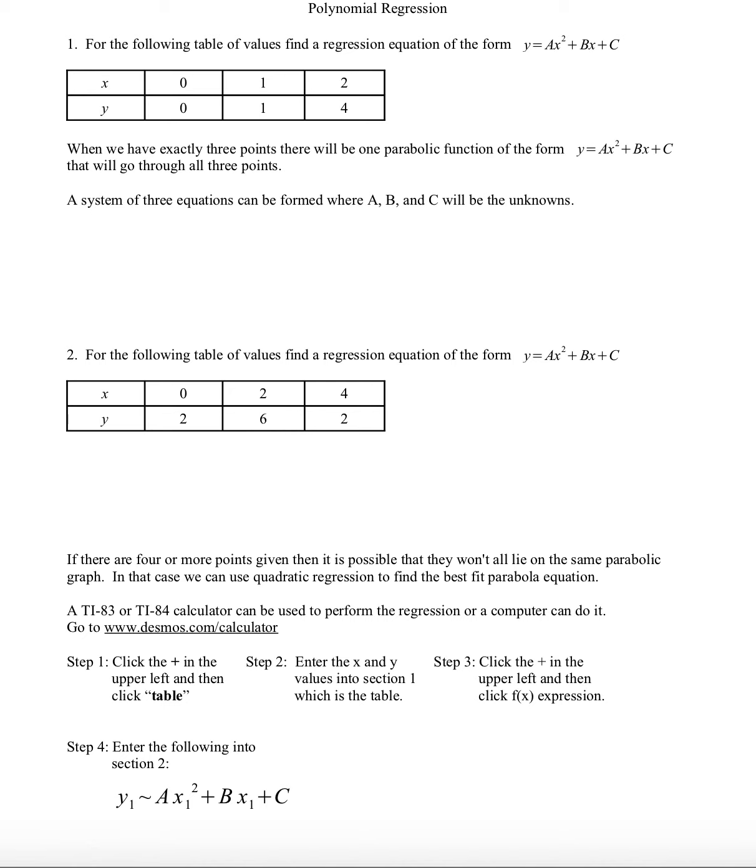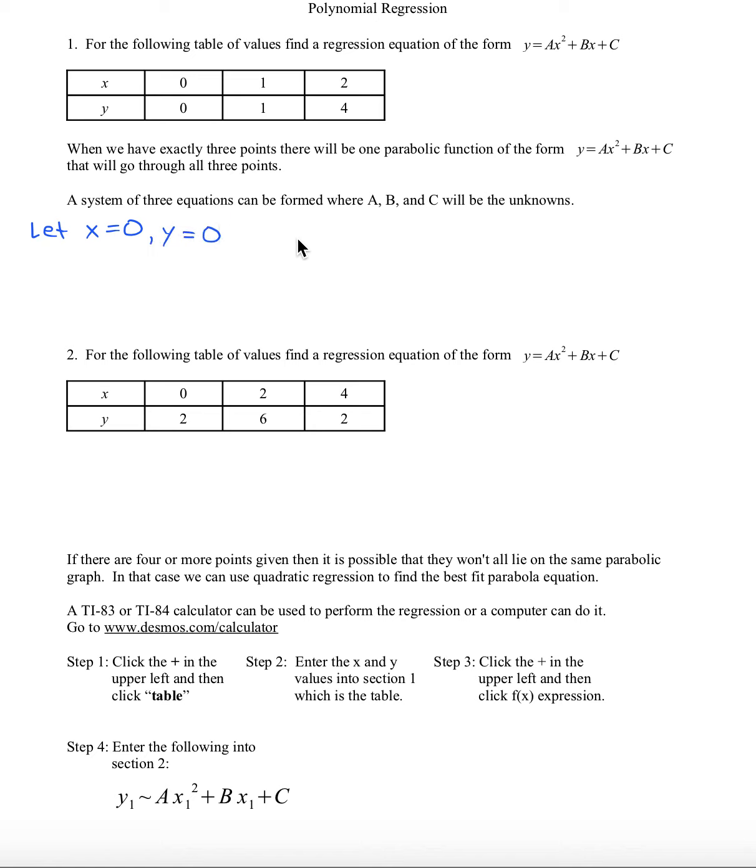To draw a line, you need 2 points. To draw a parabola, you actually need 3. And so we can find a parabola that perfectly goes through these 3 points. What we'll do is we'll start with the general equation for the parabola, which is y equals ax squared plus bx plus c.